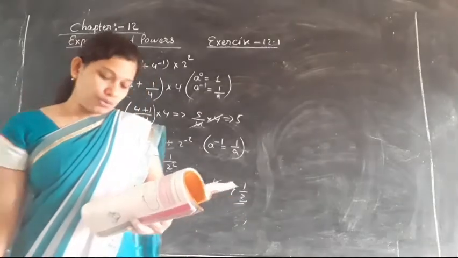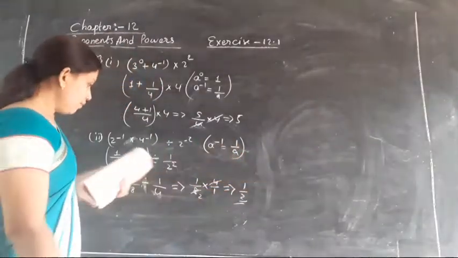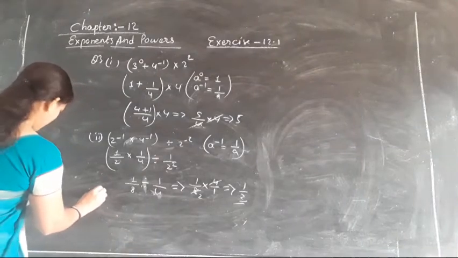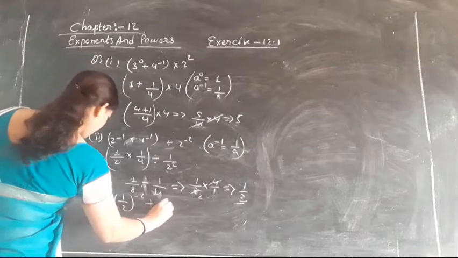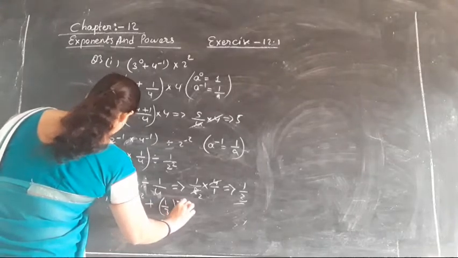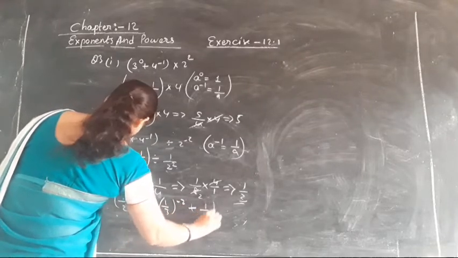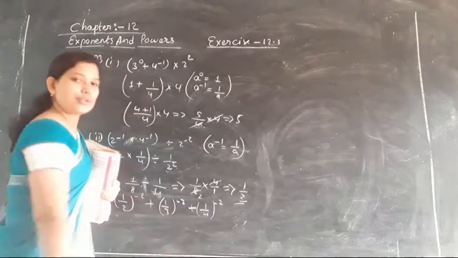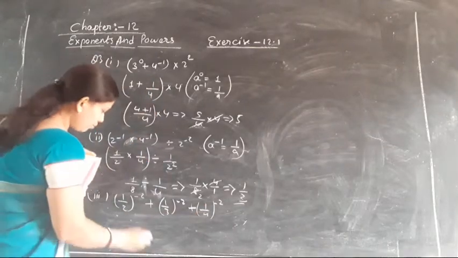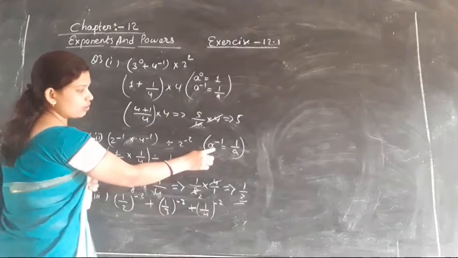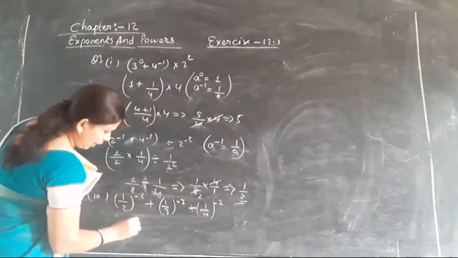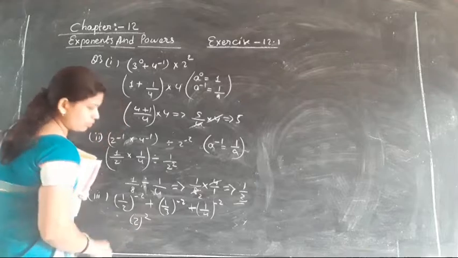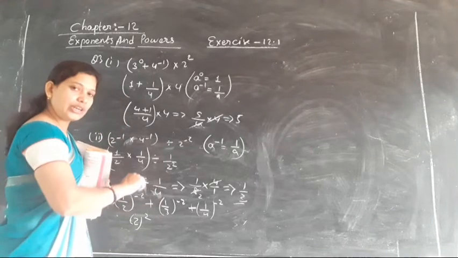Clear? Moving toward the next, the third part of the question. Here in this, (1 upon 2) to the power minus 2 plus (1 upon 3) whole to the power minus 2 plus (1 upon 4) whole to the power minus 2. This is the question we are having over here. So here as it is a minus, using the law of exponent, a to the power minus 1 is equal to 1 upon a. We are having 2 to the power 2, because in the law of exponent, 1 upon 2 will go to the numerator.